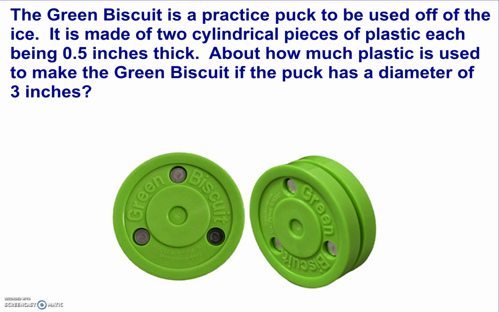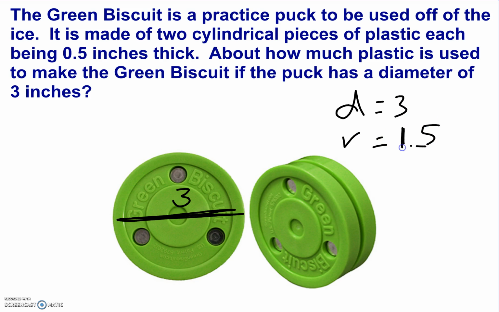Another example, you do not have to write the entire word problem, but we are going to draw a cylinder. It says the green biscuit is a practice puck to be used off the ice. It is made of 2 cylindrical pieces of plastic, each being 0.5 inches thick. About how much plastic is used to make the green biscuit if the puck has a diameter of 3 inches? So all the way across we know is 3. So D equals 3. That means R equals 1.5. How did I get 1.5? Well, 3 divided by 2 is 1.5, and the radius is half of the diameter.